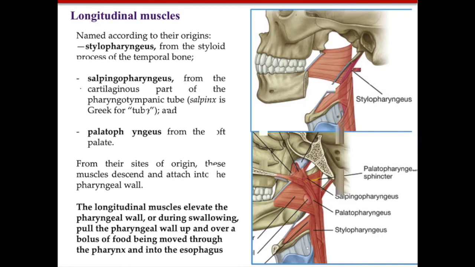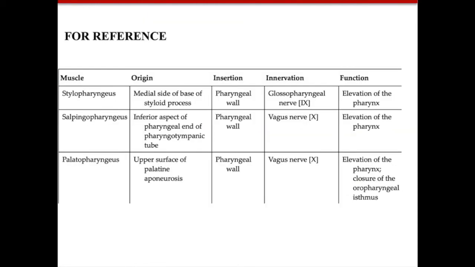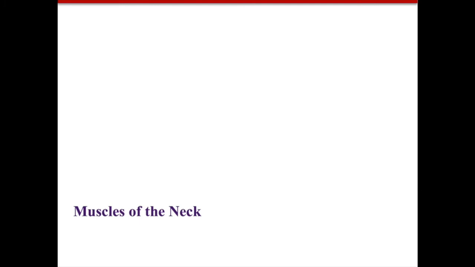For reference only, you have here the muscles. You see the functions, elevating of the pharynx is a common function among the three. Okay? So you see that there are many muscles here, so we're trying to cover them all, but again, it's not for you to know them in all possible detail. Just focus on what I said.